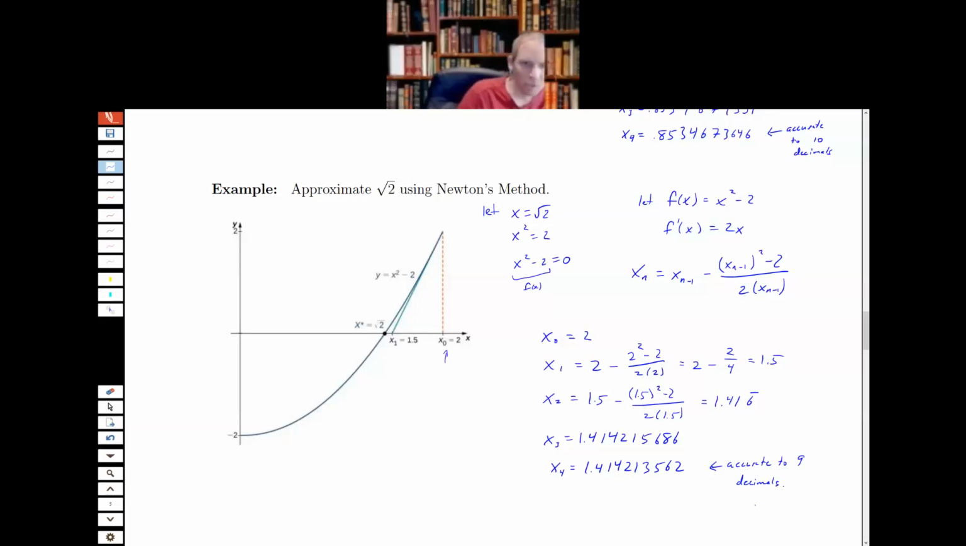So it only took us 4 iterations to get 9 decimals of accuracy. We'll give you some way to put that into context later. But for now, you can just think that Newton's method is actually pretty fast.